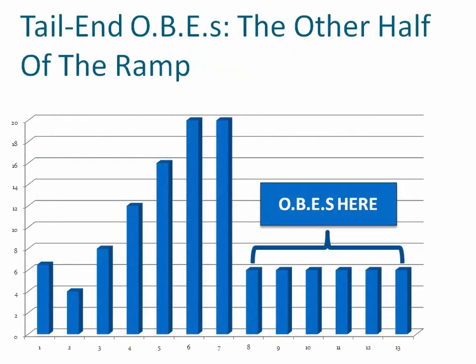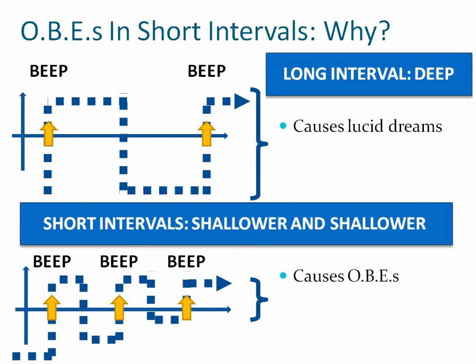The shorter tail end intervals usually result in OBEs rather than lucid dreams. This is because of the hypnotic fractionation effect we mentioned earlier. During the short intervals, you don't have time to slip very deeply into sleep like you do with the long intervals. This causes you to hover much more closely on the awake-asleep threshold, so that when a beep comes, you're more likely to have a physical focus that you can use for an OBE.